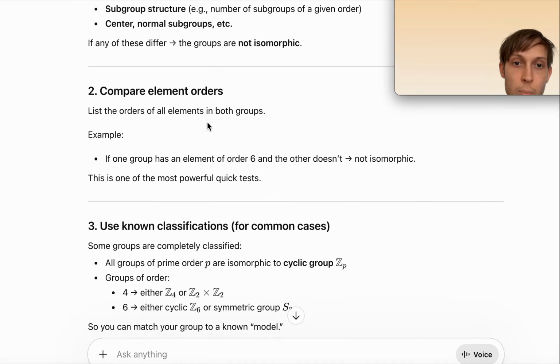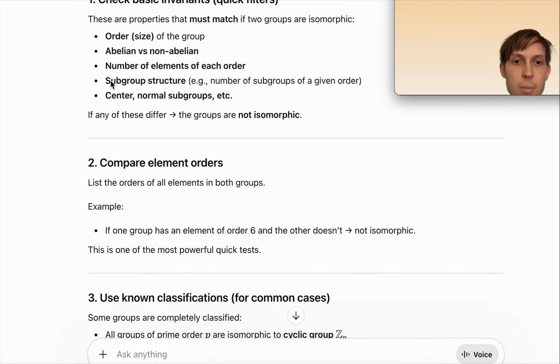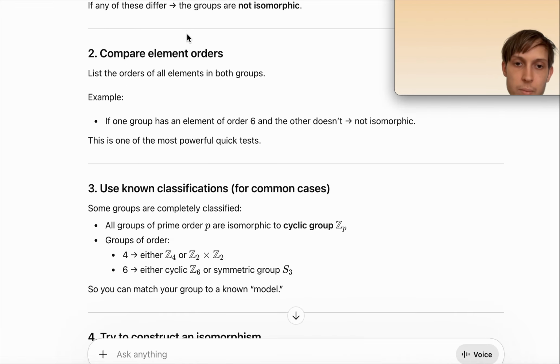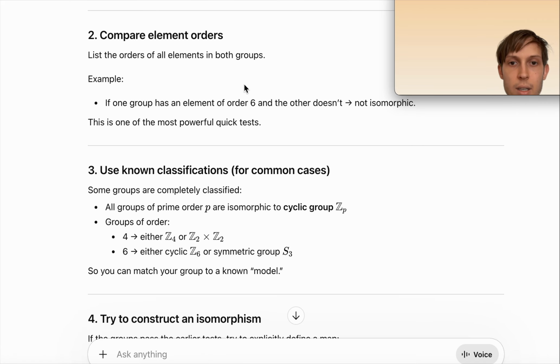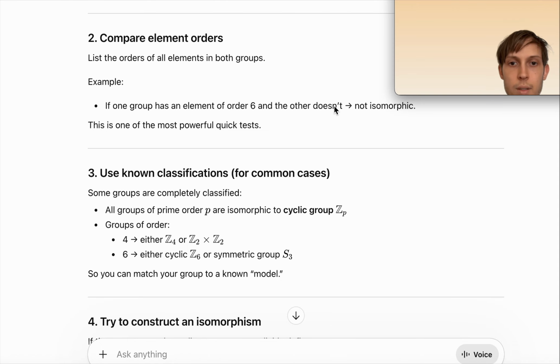We should compare the orders of elements. Actually, what was meant here: the order of an element is to what power you need to take it in order to get the identity of the group, and the order of the group is how many elements there are in the group. Comparing element orders means if some group has an element of some order and the other group lacks an element of the same order, then they wouldn't be isomorphic. So even this part of the structure must also be the same.